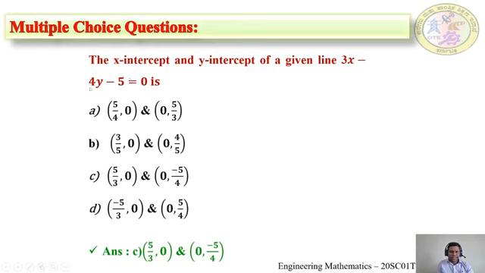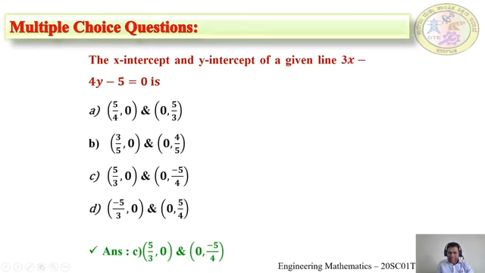Here it will be minus 4y minus 5 equal to 0. So y is equal to minus 5 by 4, and x is 5 by 3 comma 0. Therefore the right option is option C. We need to check that.